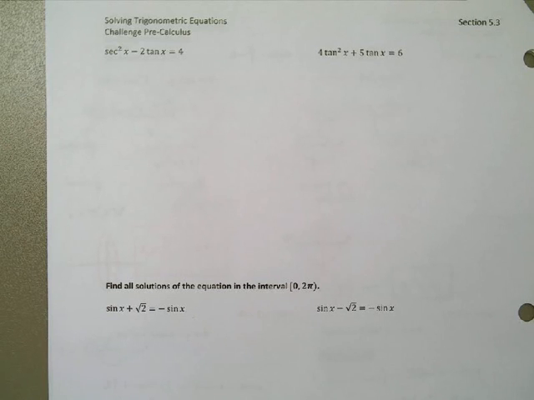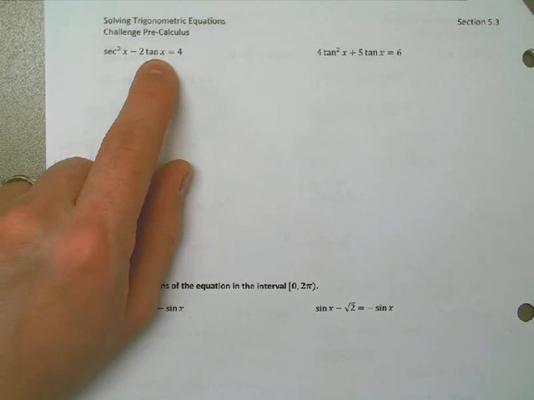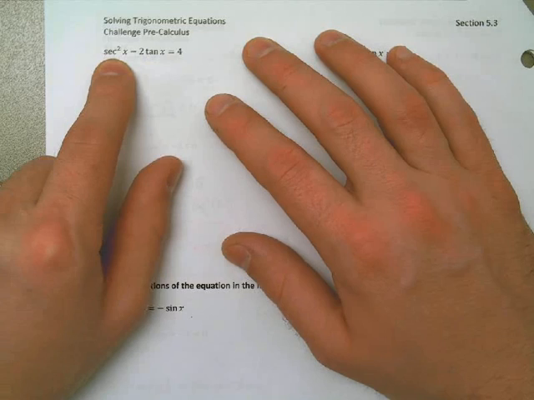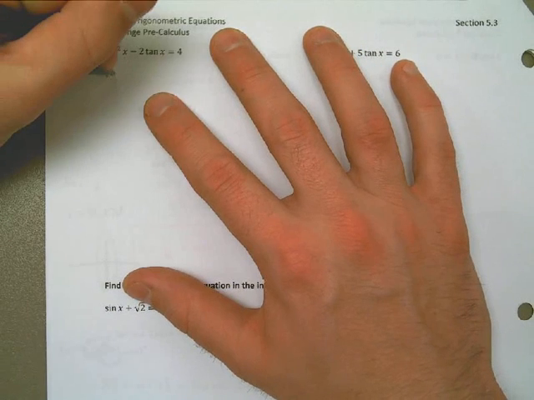Well, first of all, in order to solve this problem, I know that I'm going to have to turn everything into tangents. I do that because I don't have an easy conversion from tangent to the first power to secant, but I do have an easy conversion from secant squared over to tangent squared. And so what I know is this. Secant squared is the same thing as tangent squared x plus 1. So I'm going to replace it with that.